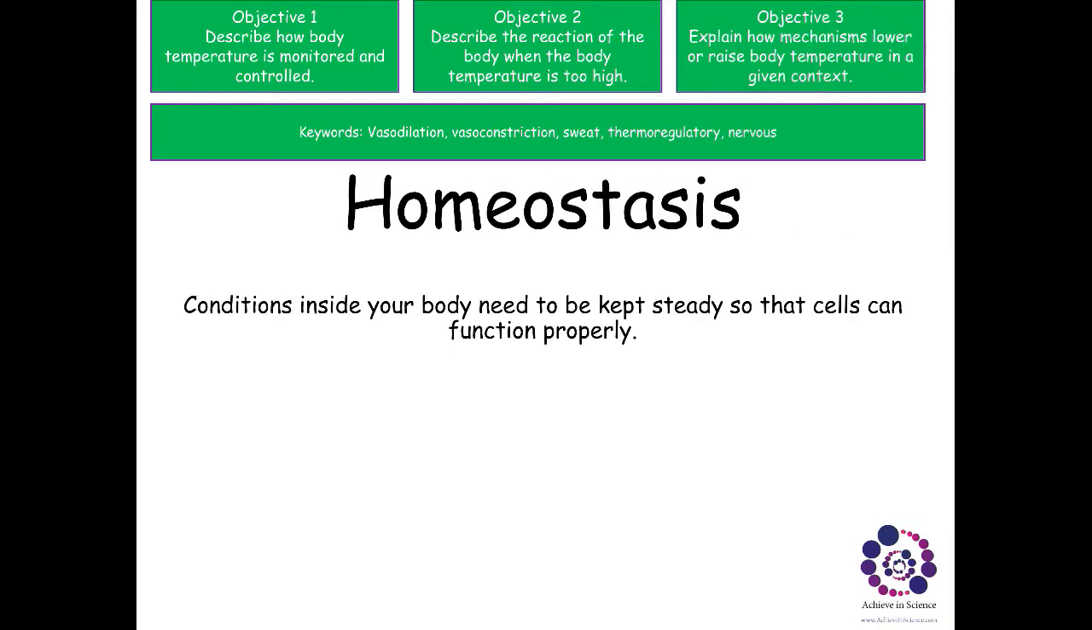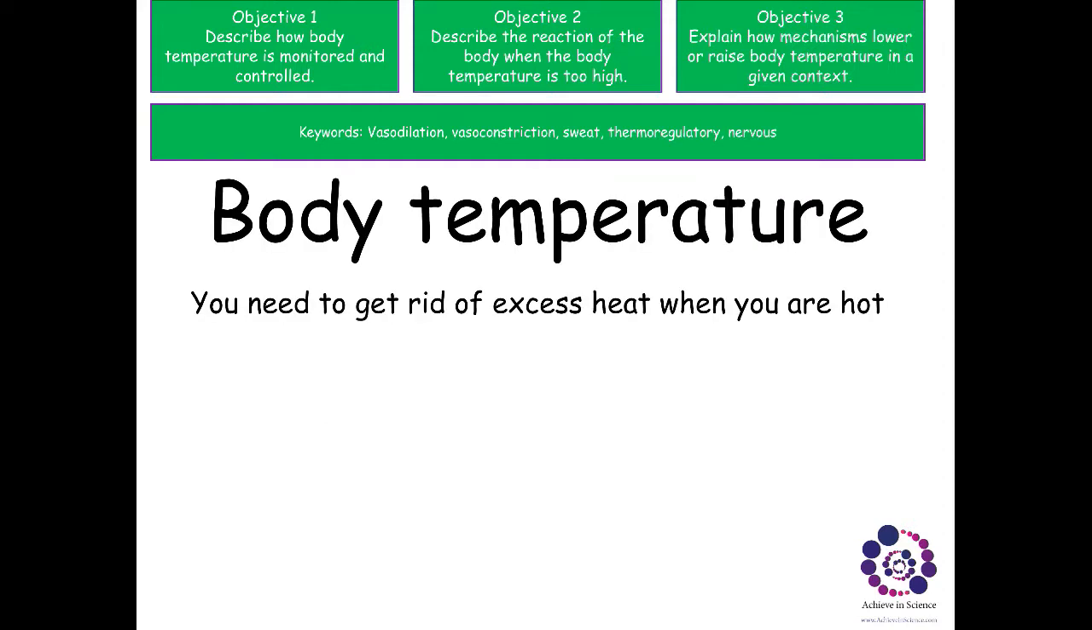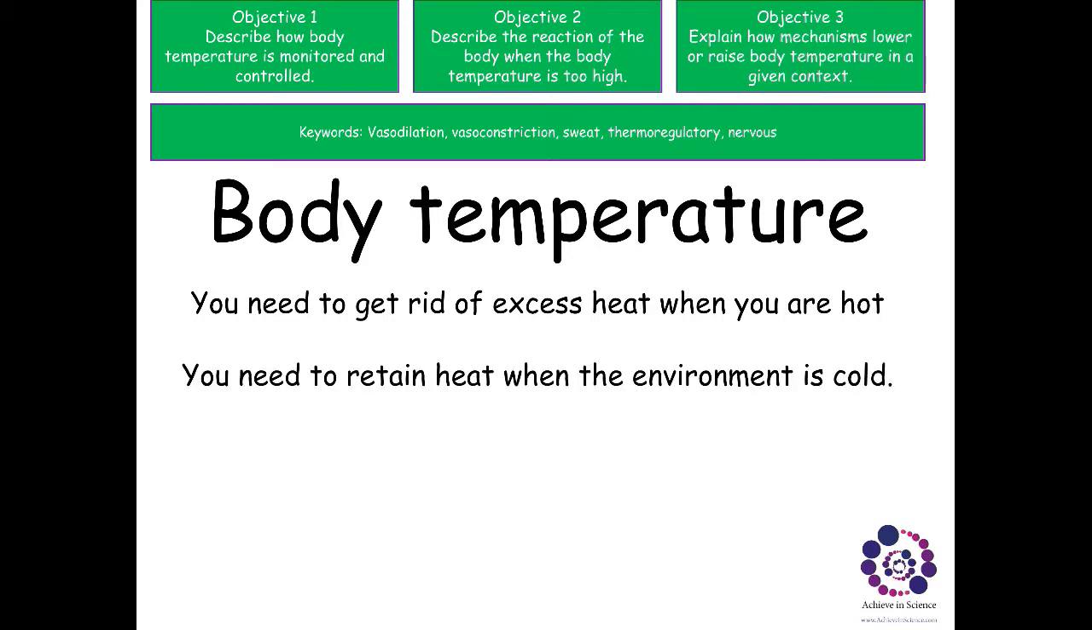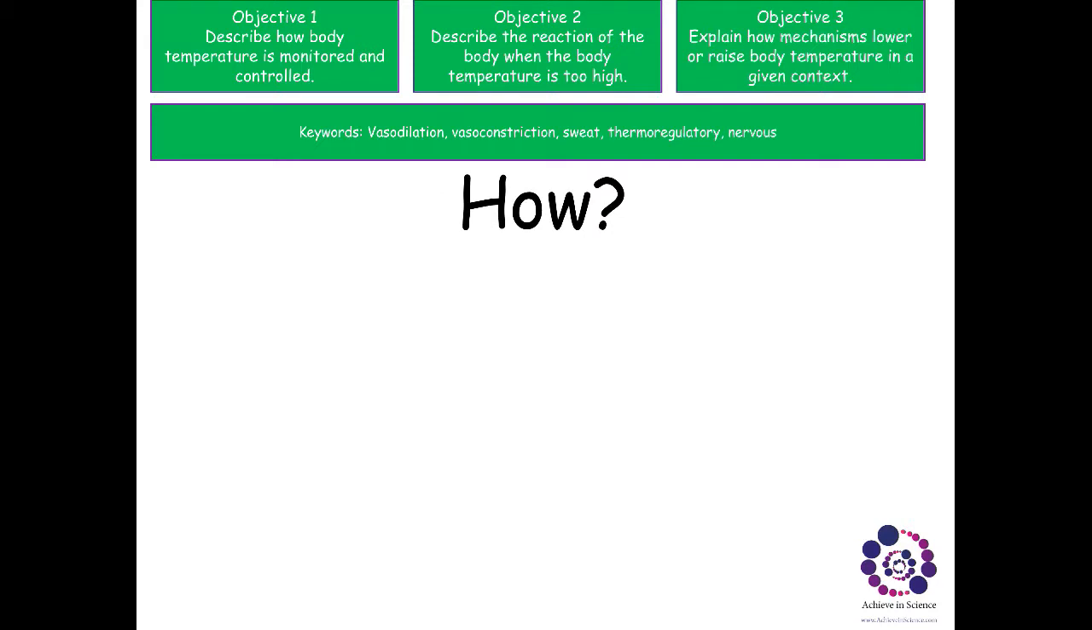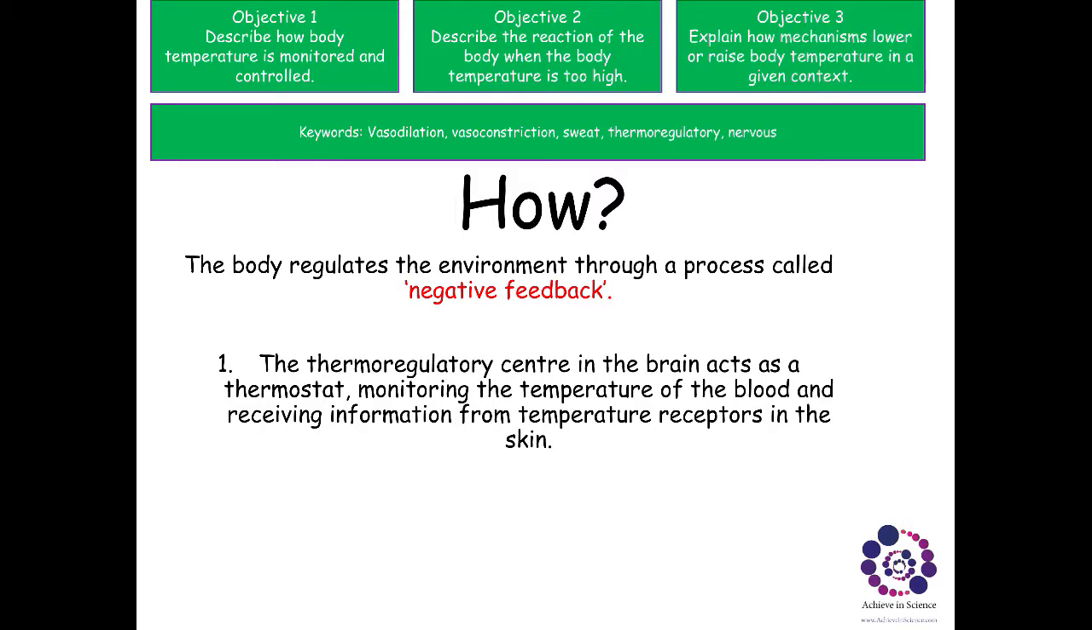Well, this is important because the conditions inside your body need to be kept steady to allow the cells to function properly. Therefore, a balance between what goes in and what comes out needs to be maintained. Body temperature then. When you're hot, you need to get rid of excess heat. When the environment is cold, you need to retain heat. But how is this done? Well, this is done through the body carrying out a process called negative feedback.